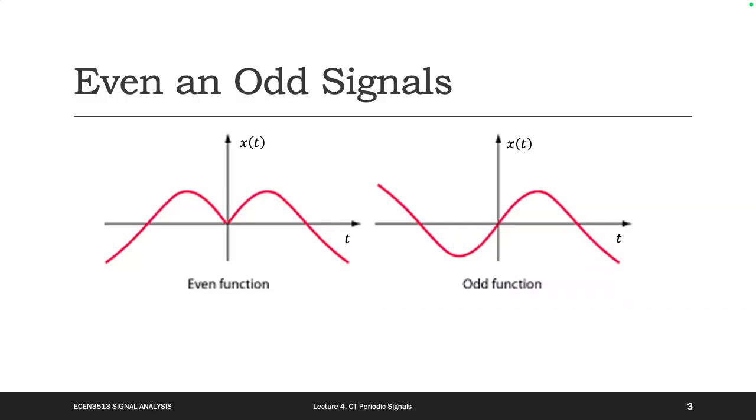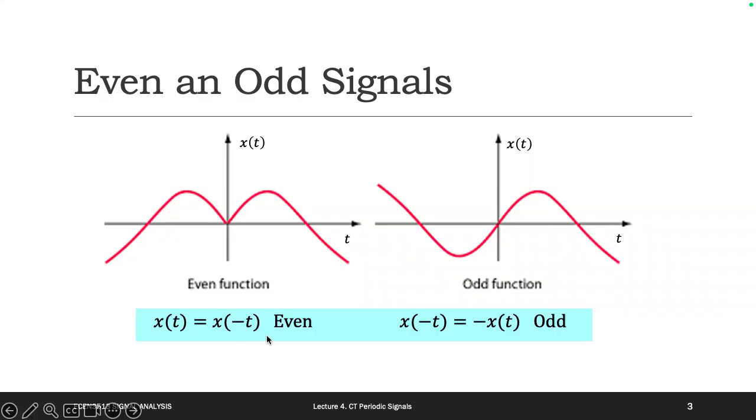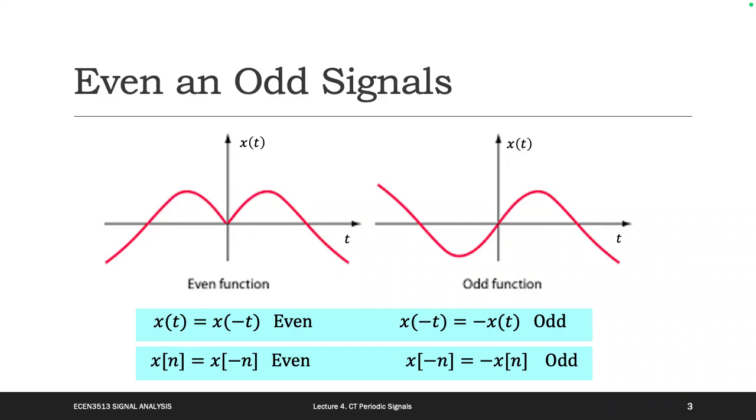And if we use a mathematical form to represent it, it's just like this: x(t) equals x(negative t). You can see, for example, here is t, here is negative t, and the value will be the same. That makes sense to you? So this is even. For the odd, you can see the t and the negative t, the values should be opposite. One is negative, the other is positive. That makes sense to you? This is the mathematical form to represent even signals and odd signals. This is for the continuous signal, and this is for the discrete time signals. Any questions for the odd and even signals?